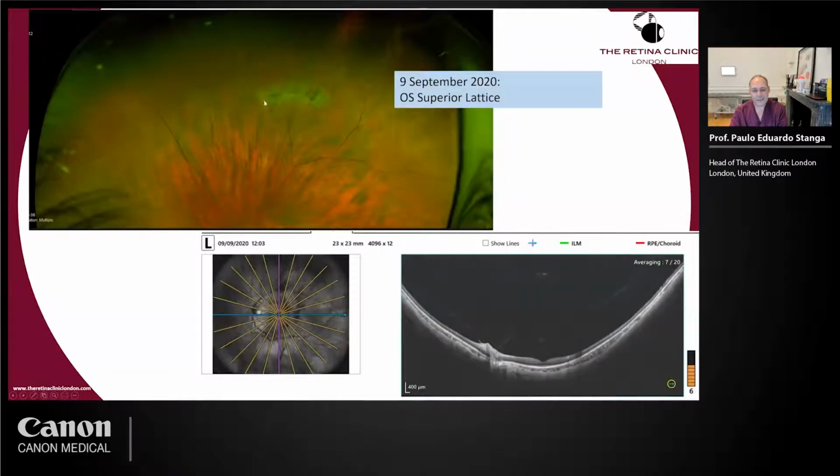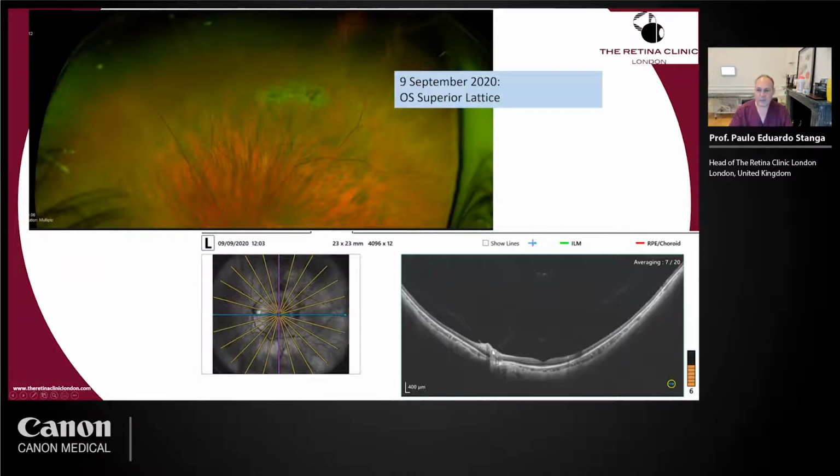This is a patient that had a superior retinal tear in the fellow eye. And of course, we examined both eyes, superior lattice. And the interesting thing is how we can assess the status of the vitreous attachment, or the presence or absence of PVD, with widefield OCT. As you can see, a significant number of vitreous floaters. You can see the vitreous is partially detached, still attached to the optic nerve head.